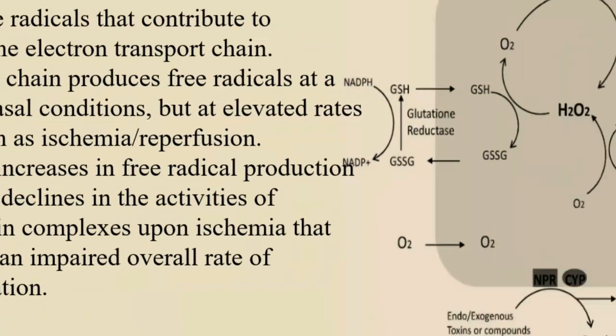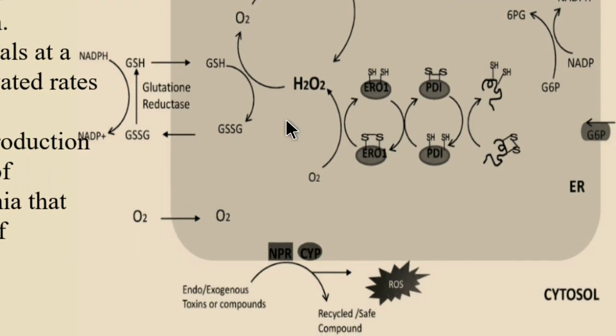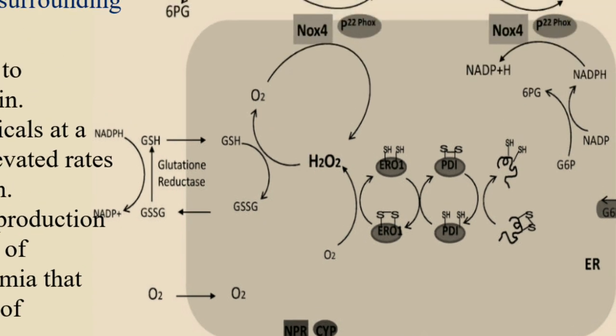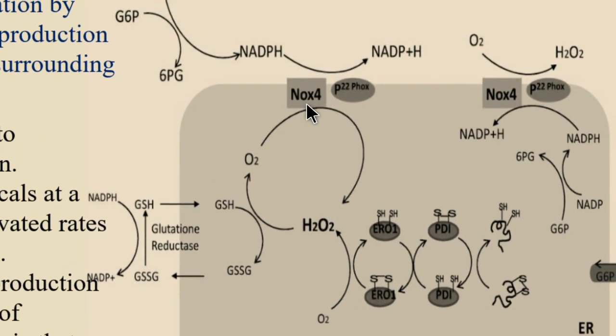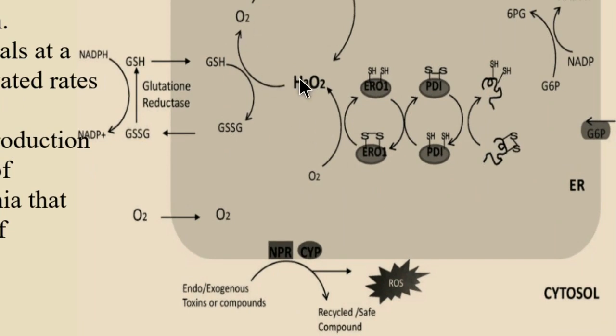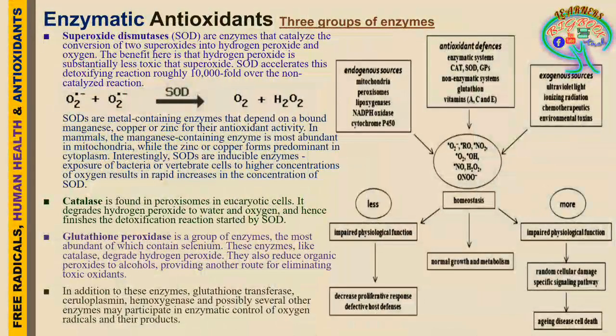Here you can also see the formation of the non-catalyzed form of the superoxide to the hydrogen peroxide, where this has been taken into consideration by the glutathione reductase and it is going to reduce this to water and subject it to the NOX, that is the Fox reaction which we have already spoken about. So here we need not discuss that. Now here glutathione reductase is going to take part in the reduction of this H2O2 into water. You can see here. Now further endogenous or exogenous toxins or compounds have been recycled into safe compounds. So this is what we have discussed in these enzymatic antioxidants.